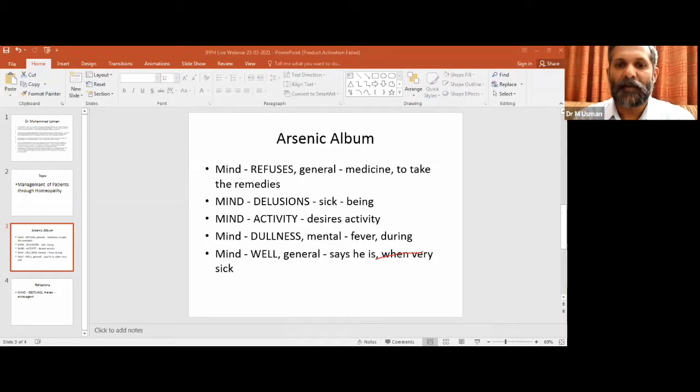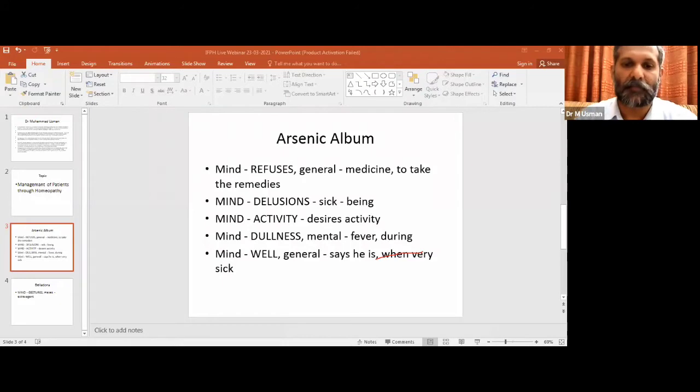The third rubric was taken from the further talk of the patient. As I said to her mother, what he was doing is, when the temperature was a bit slight or low, he started his activity and doing all such things. Then I took the rubric mind, activity desires, activity, and dullness, mental.